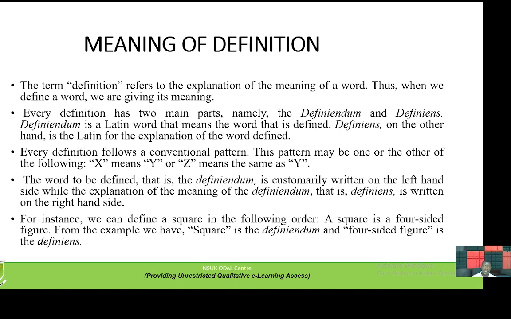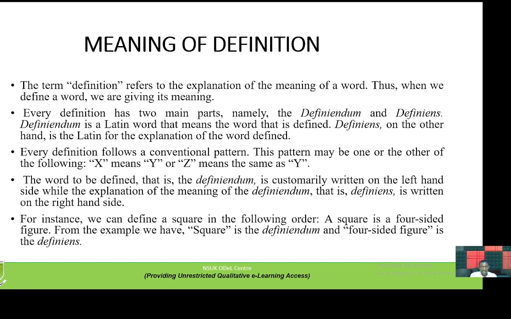Every definition has two main parts, namely the definiendum and the definiens. The first one is the definiendum, and then the second one is the definiens. Definiendum is a Latin word that means the word that is defined. Definiens, on the other hand, is a Latin word for the explanation of the word defined.